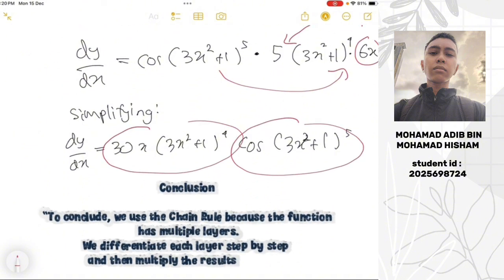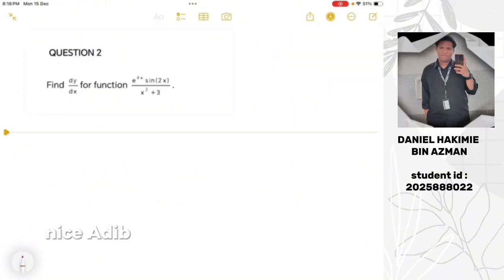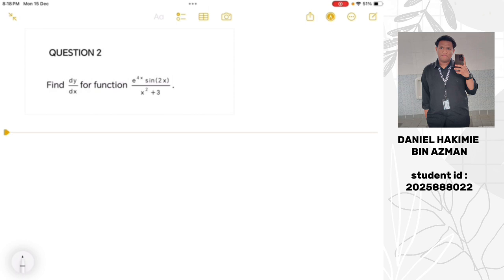To conclude, we use the chain rule because the function has multiple layers. We differentiate each layer step by step and then multiply the results together. This is the final answer. Thank you for watching. Nice. Now I know how to solve the question.